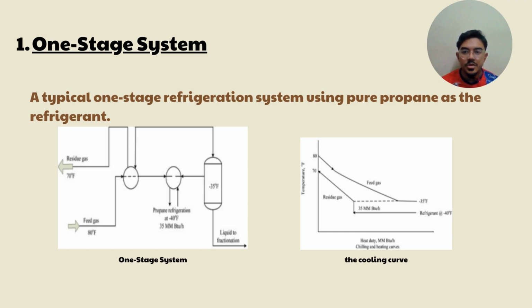And next, I'm going to briefly explain about the type of system that exists in refrigeration system. Okay, the first one is one-stage system, which is a typical one-stage refrigeration system using pure propane as the refrigerant. Okay, this is the example of one-stage system, which only has one cycle of system in the process.